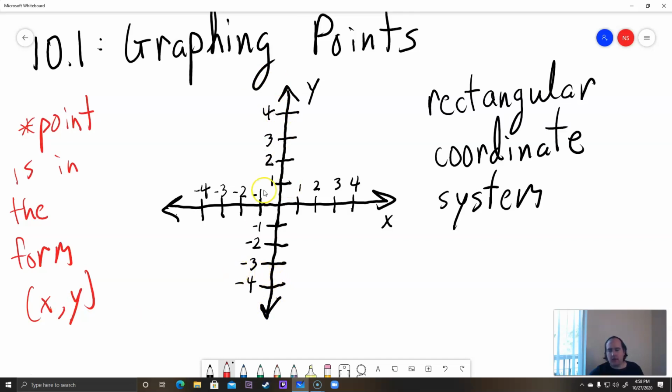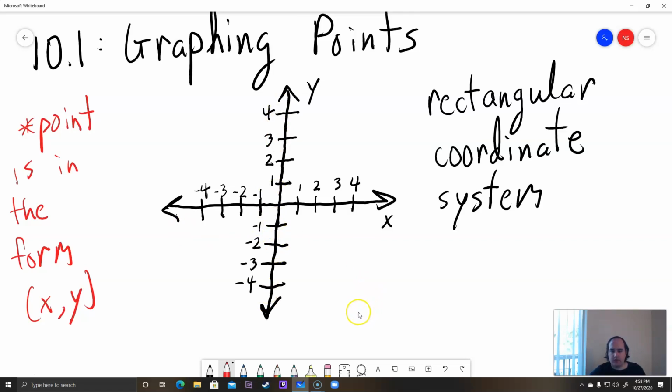The homework from here is pretty straightforward. They'll just ask you to graph points. As long as you put the x-coordinate first and the y-coordinate second, you can see on the right side you have positive x's, and on the left side you have negative x's. For the y-axis, on the top you have positive y's, and on the bottom you have negative y's.